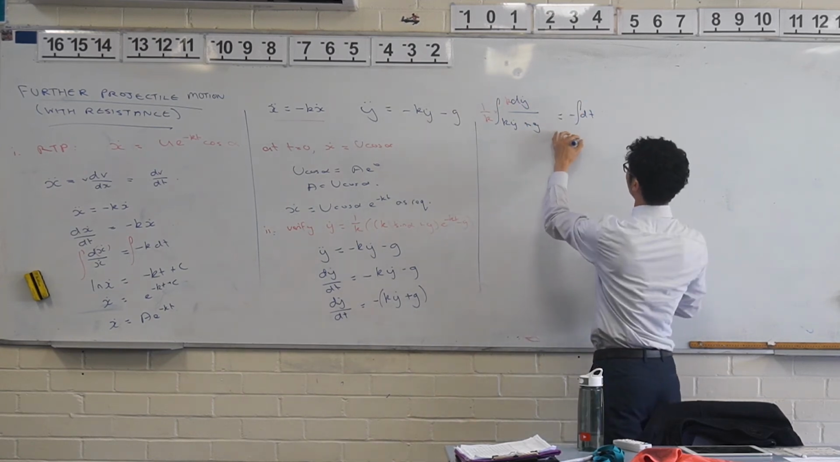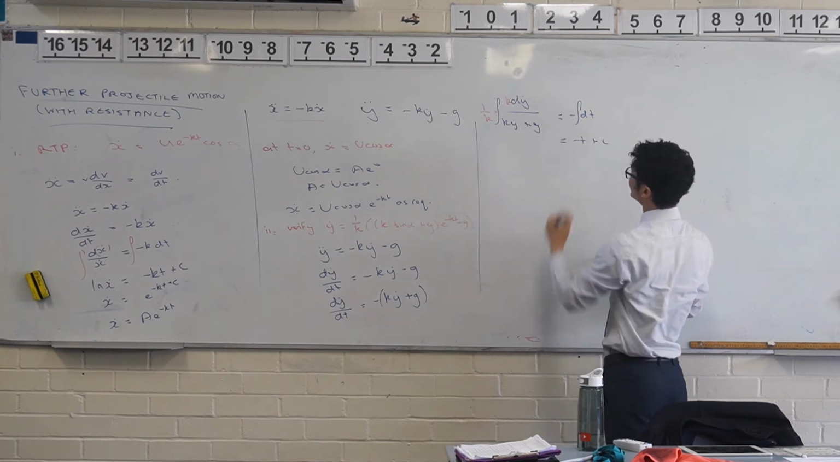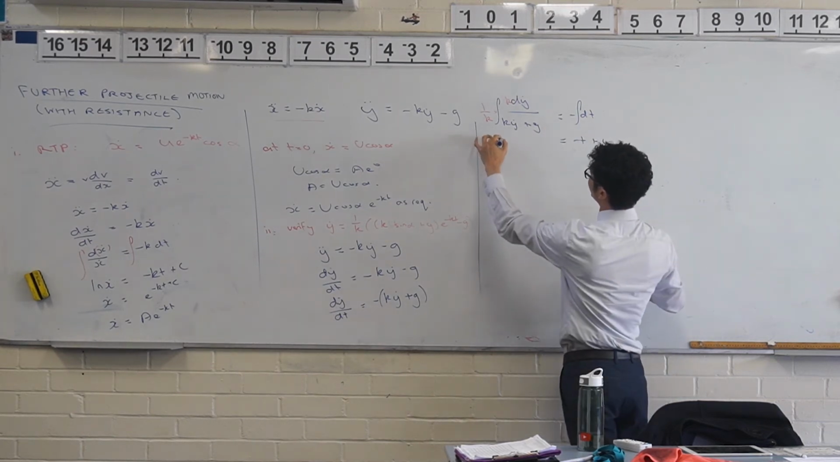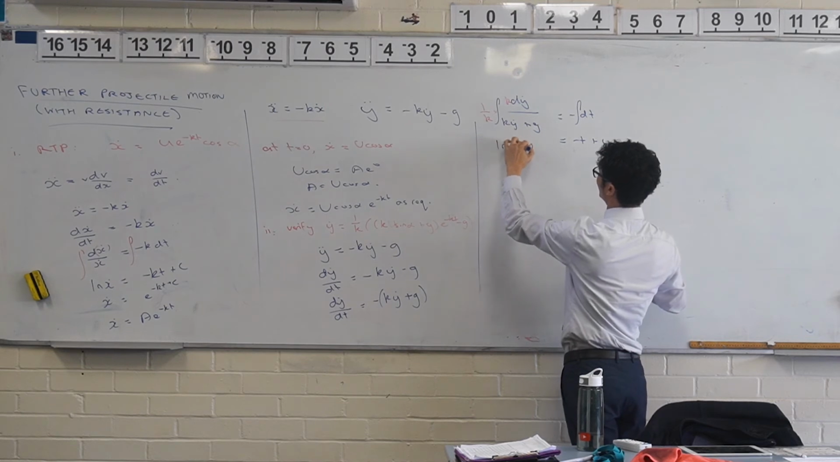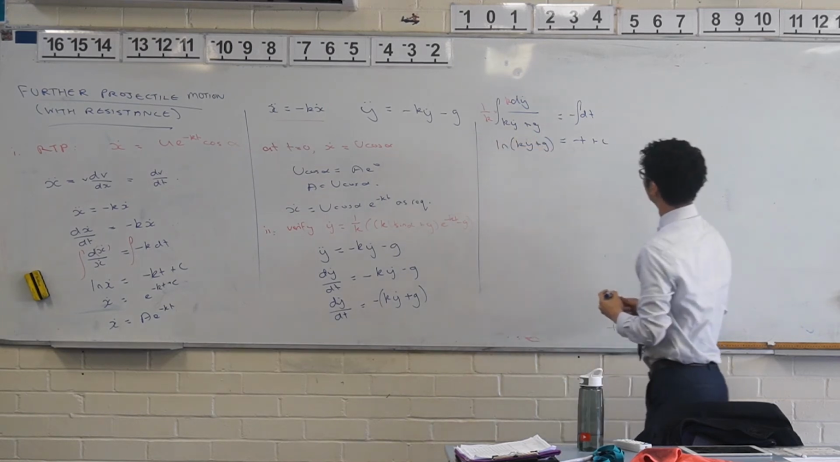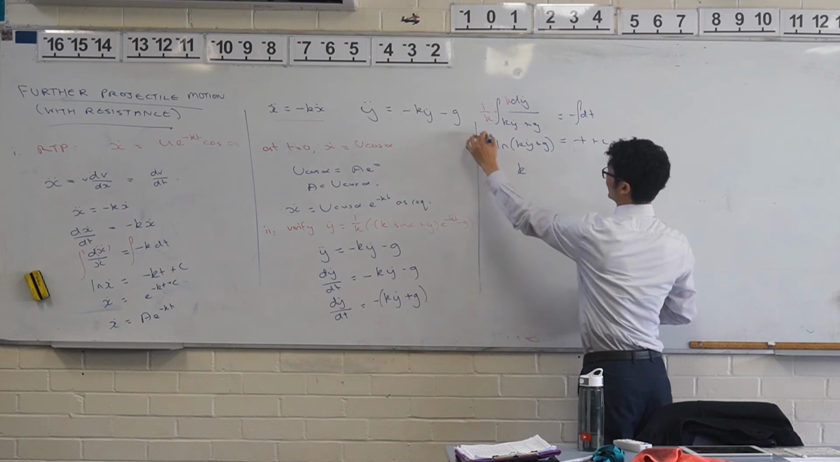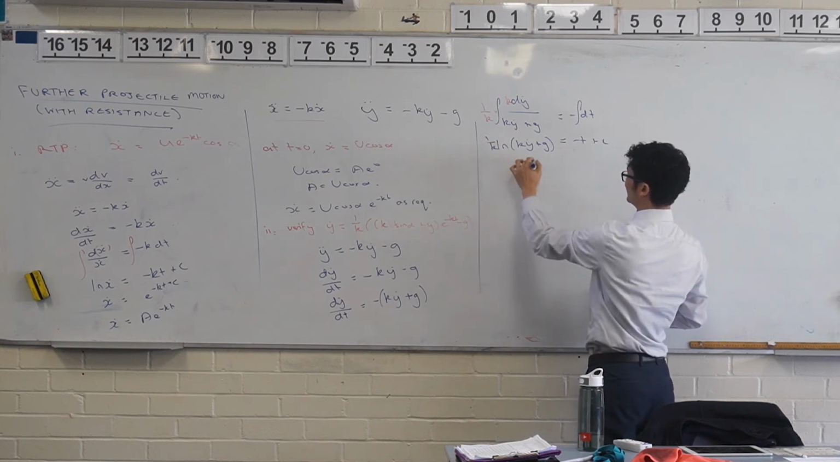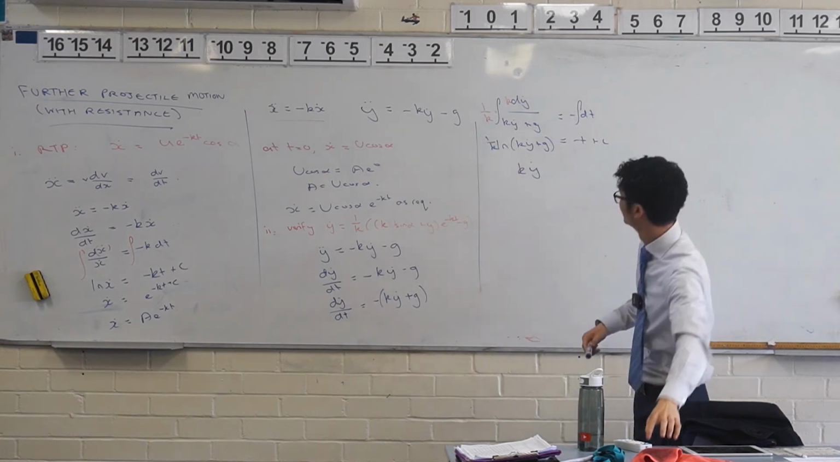So on this side, I'm going to get negative t plus c, and on this side, I'm going to get ln of ky dot plus g. Oh, 1 on k, yeah, thanks. And so 1 on k. What do you do next?